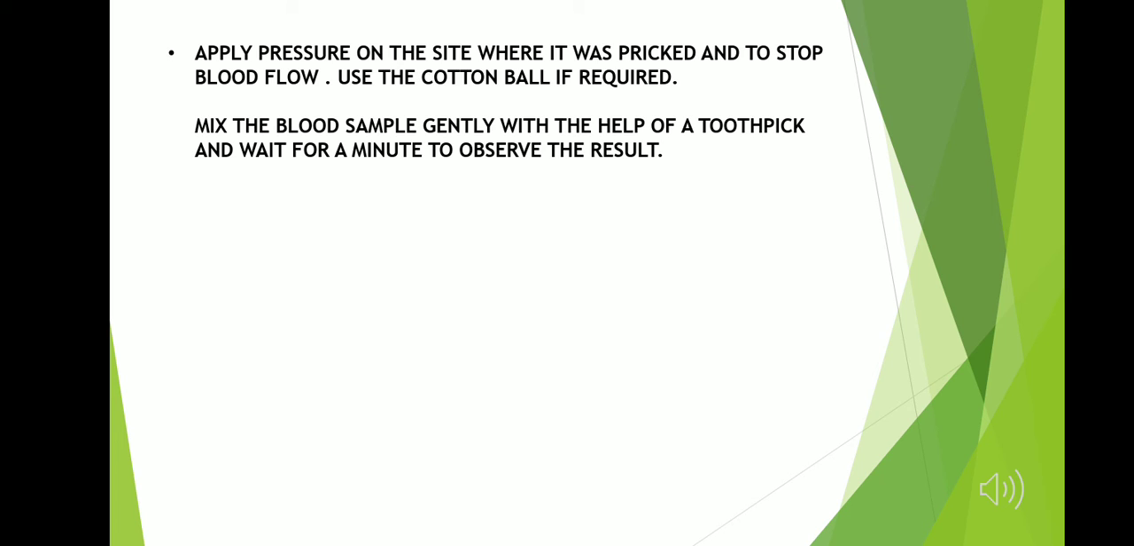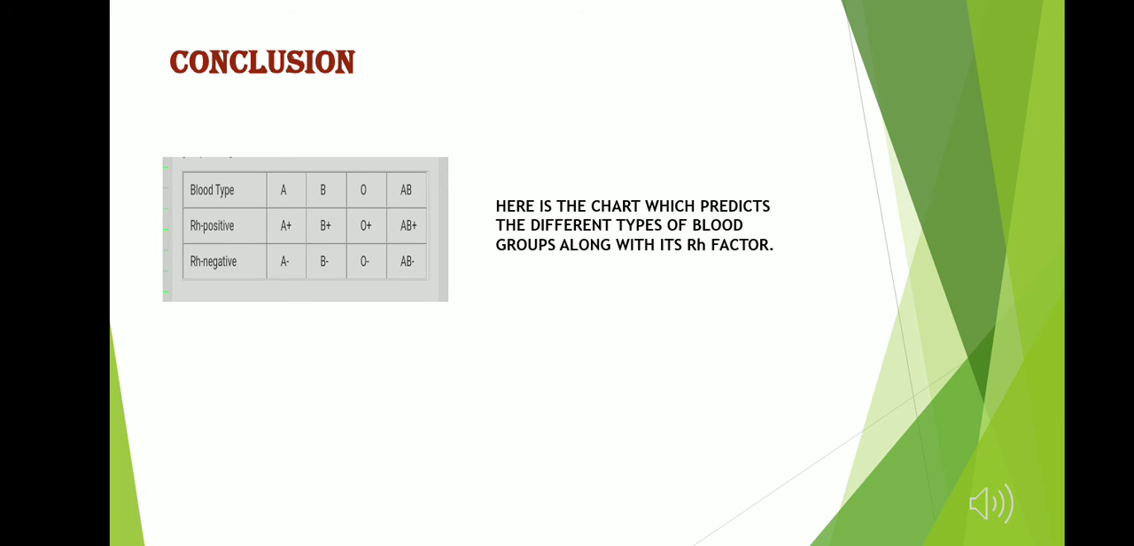Now apply pressure on the site where it has been pricked to stop blood flow, and use a cotton ball if required. Mix the blood sample gently with the help of a toothpick and wait for a few minutes to observe the results. Here is a chart which predicts the different types of blood groups along with the RH factor.